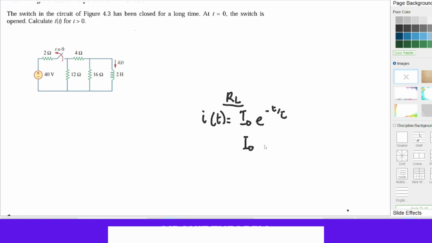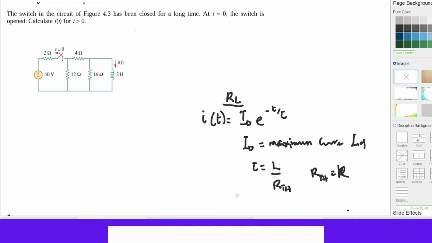where I naught is the maximum current that is flowing through the inductor right before the circuit is being opened. Then your tau is equal to your time constant. That is, for RL circuits, we have your inductance over your resistance. Okay, but this resistance is equivalent to a Thevenin equivalent resistance. So this kind of resistance is a Thevenin equivalent resistance.